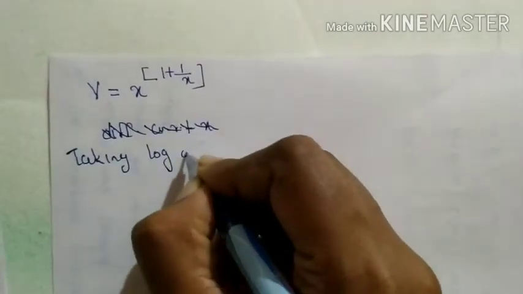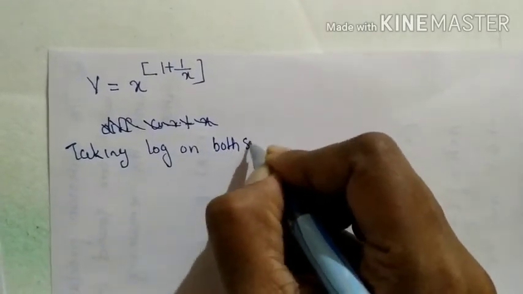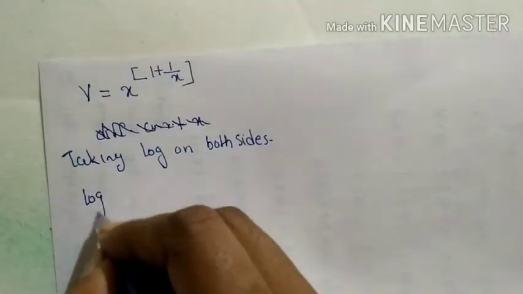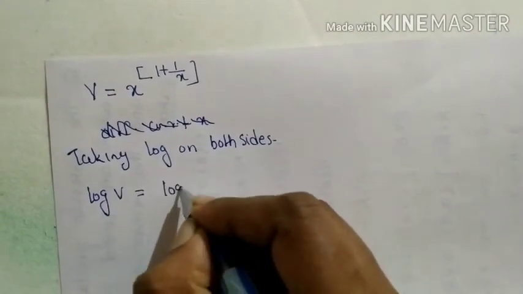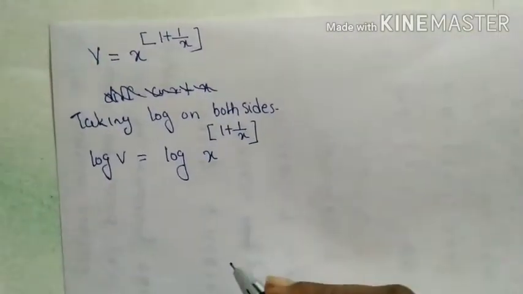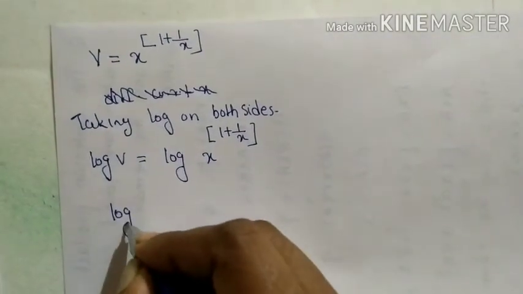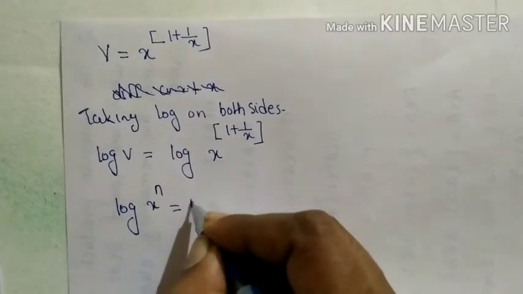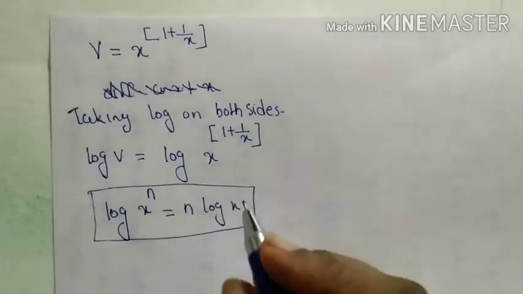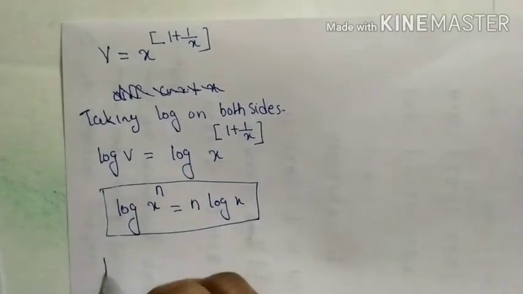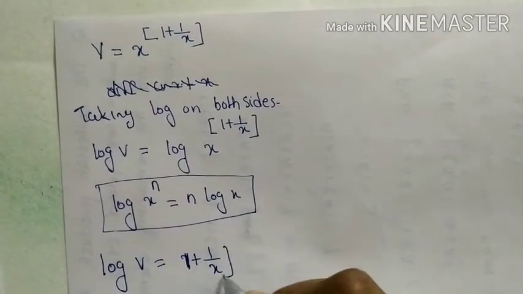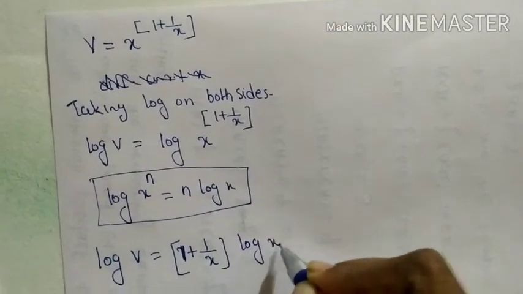Taking log on both sides, we get log v equal to log of x raised to 1 plus 1 by x. Using the property of logarithm, log x raised to n equals n log x, we get log v equal to 1 plus 1 by x into log x.